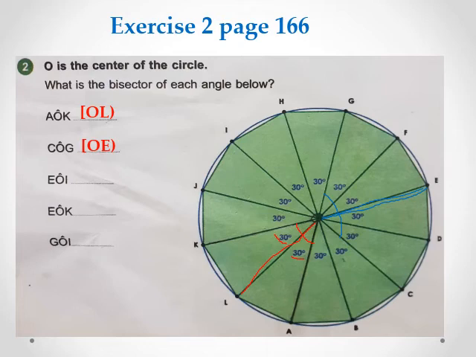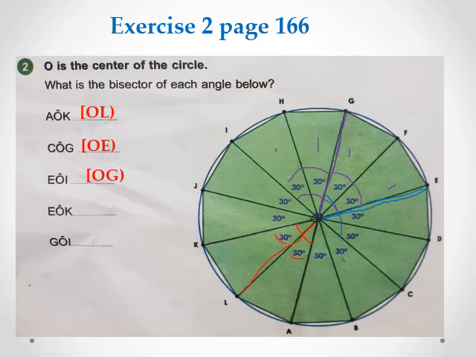Now, what's the bisector of EOI? This is EOI, this angle. What's the bisector? Here I have 1, 2, 3, 4. It divides it into 4 equal angles. So, what's the semiline that is found between them and cuts them into 2 equal parts? It's OG. Here is 60 degrees, and from the other side it's 60 degrees. So I can say that OG is the bisector of EOI.